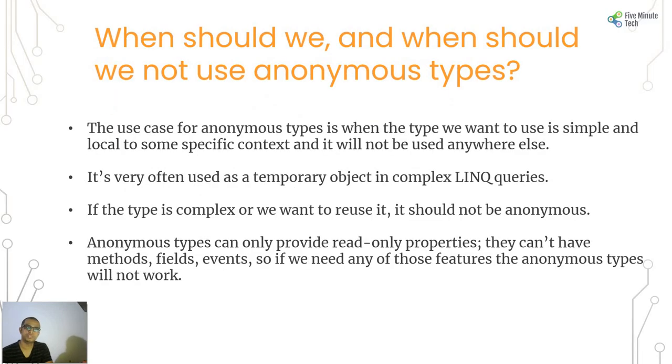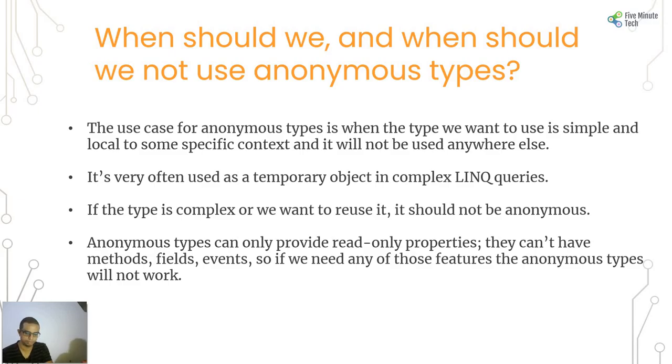When should we and when should we not use anonymous types? So the use case for anonymous types is when the type we want to use is simple and local to some specific context. It will not be used anywhere else. For example, processing of an IEnumerable, where you want to use a LINQ query. It is very often used as a temporary object in complex LINQ queries. As I mentioned, if the type is complex or we want to reuse it, it should not be anonymous. Anonymous types can only have read-only properties. They can't have methods, fields, events, so if we need any of those features, then anonymous types won't be applicable.